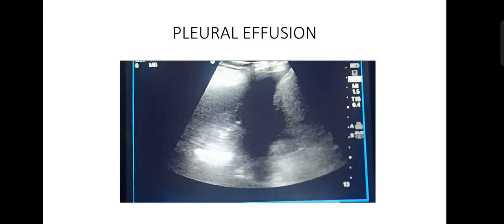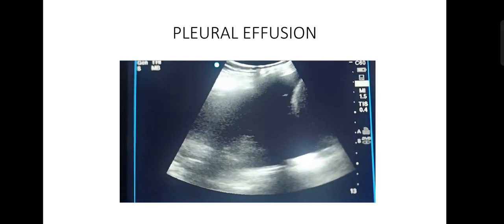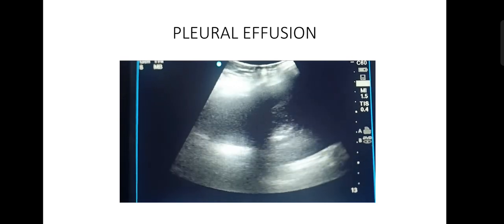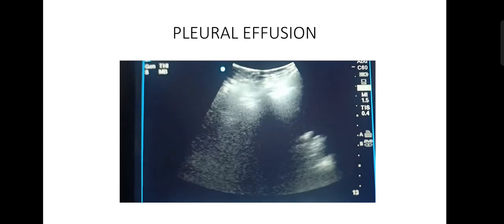The bright shadows inside tell you that the collapsed lung contains air. And as we see here, there is no fluid below the diaphragm. It's all above the diaphragm. As we go up, you can appreciate the pleural effusion.